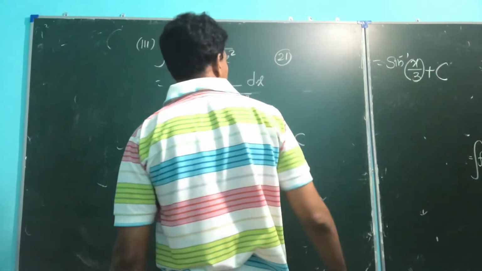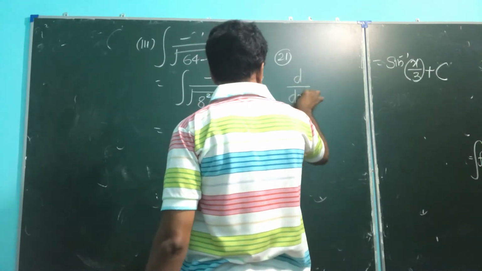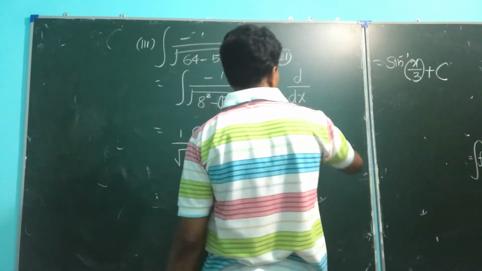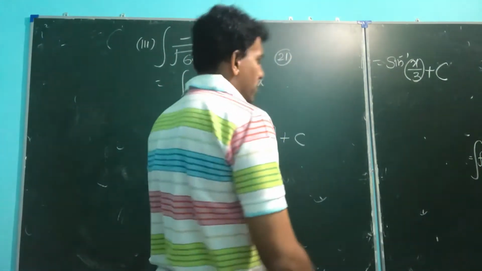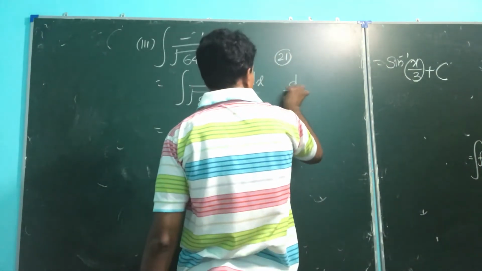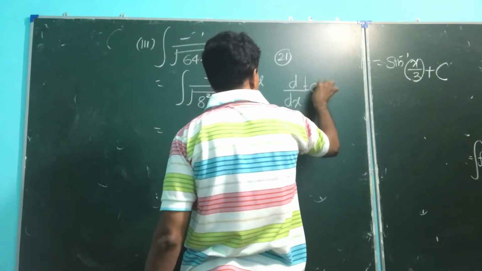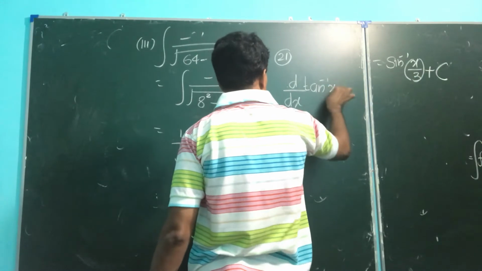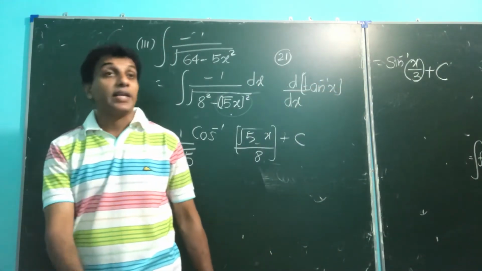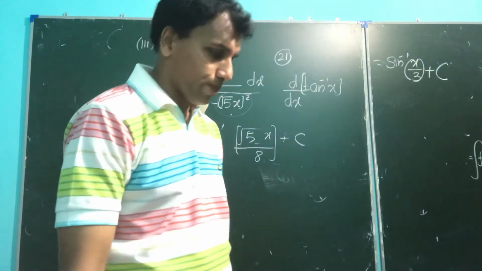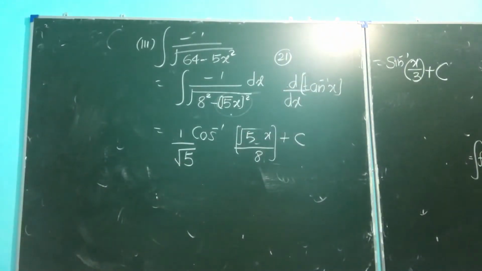21st theory. See what is the differentiation of tan inverse x. D over dx of tan inverse x, see what the differentiation is, and hence find the integral part.